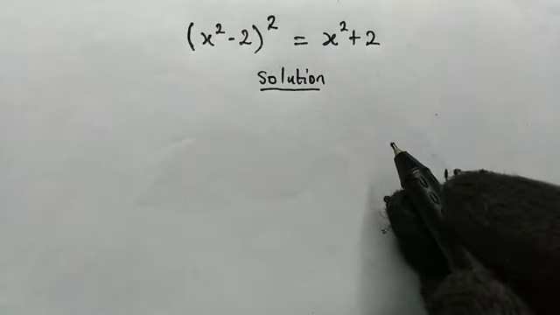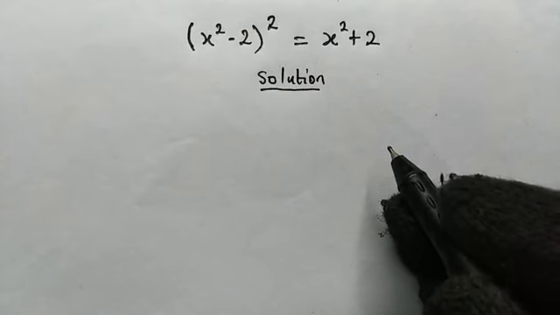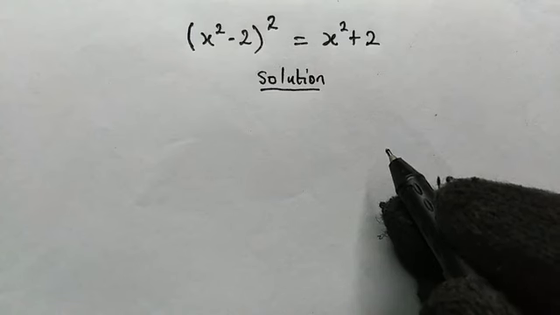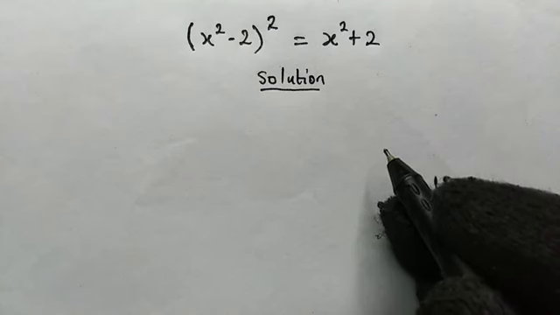Today we have this nice Olympiad mathematics problem and we're going to solve for the values of x. We have (x squared minus 2) all squared, and this is equal to x squared plus 2. Now let's get started. Let us first take note of this nice identity.